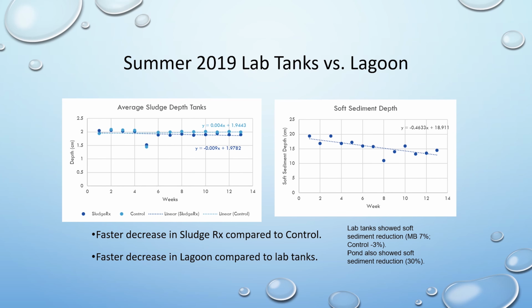And the pond had a continuous algal bloom during this entire time, and that may have contributed to both a lower total sludge reduction in the Sludge Rx tanks and also an increase in sludge in the control tanks. In the pond, the source, treated with Sludge Rx, there was more dramatic sludge reduction than in the tanks. There was a 30% reduction in sludge in the pond over the course of this season, so 12 weeks.